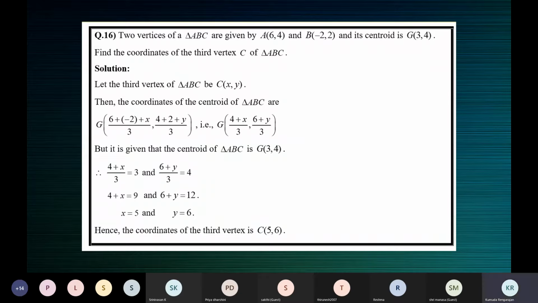We know the coordinates of the centroid, 3, 4. We know it, but we are finding it using the formula. By the formula, we get the coordinates of the centroid are (4 plus x)/3 and (6 plus y)/3. But we know it is 3, 4. That means the x coordinate here should be equal to the x coordinate here, and the y coordinate here should be equal to the y coordinate here. So like that, we find the values of x and y, and hence we get the coordinate of C.